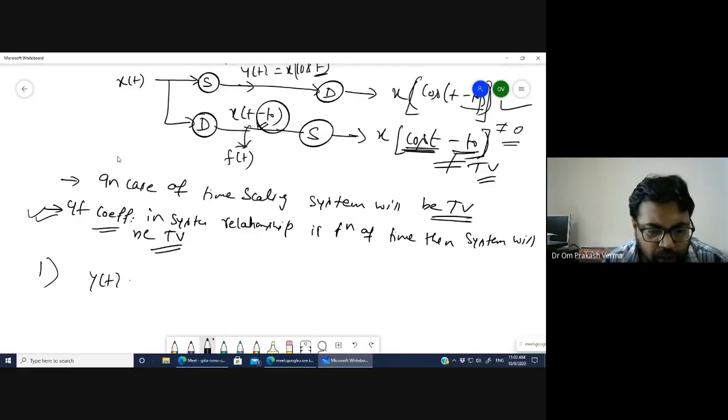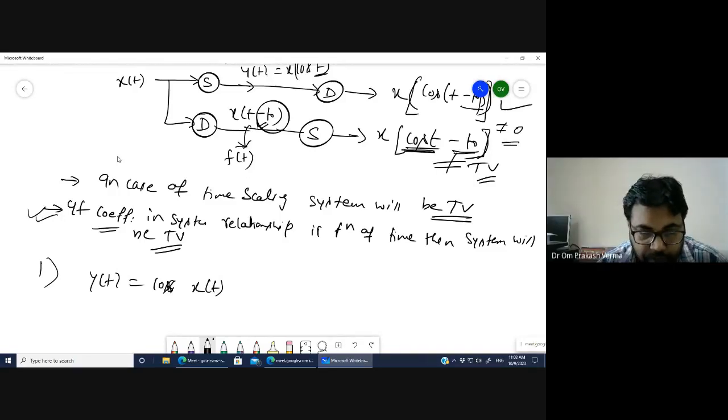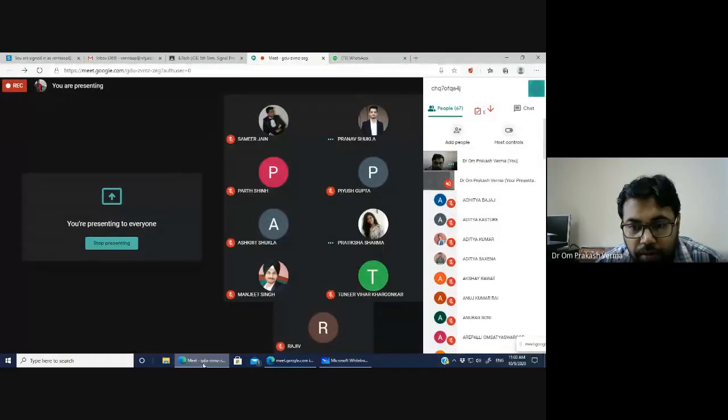Y of t is equal to cos t times x of t. Shukla ji, tell me, what is this function? Cos t times x of t. Is it time variant or time invariant? Time invariant. Time invariant, sir. Yes sir, time invariant. Sir, time variant. Who is this? Sir, Pratiksha.